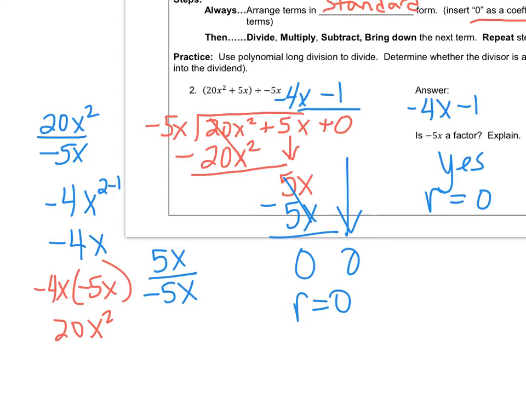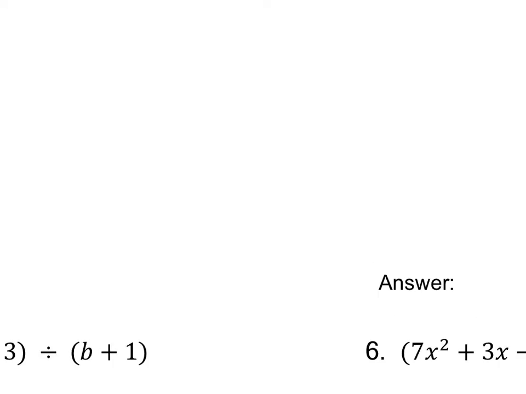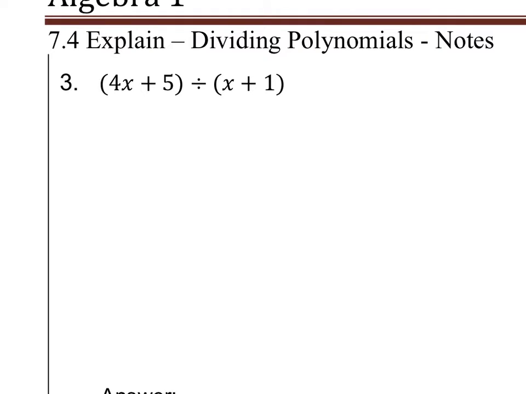Okay, so let's go ahead and turn the page. And let's take it one step further. This time we're going to take a binomial divided by a binomial. So let's go ahead and make this really big so we have room to work. And we've got 4x plus 5 being divided by x plus 1. Okay, this is different than we just did because now we have a binomial as a divisor. So what we do on this is we focus only on the very first term, the x.